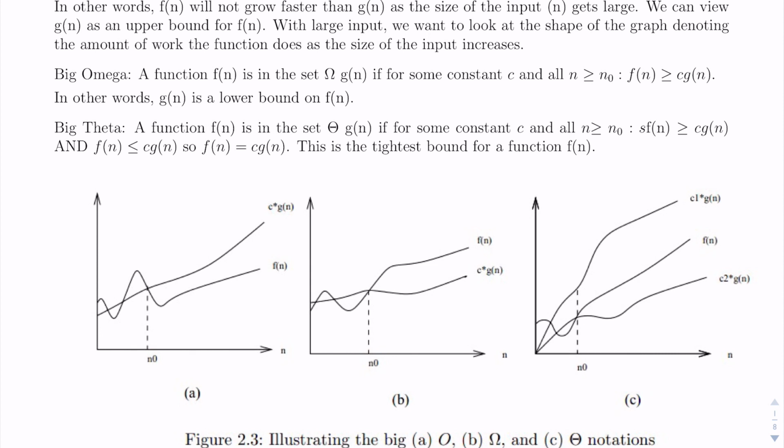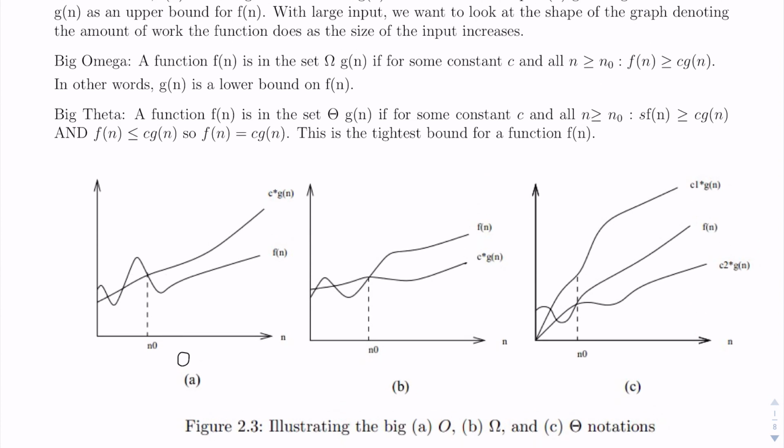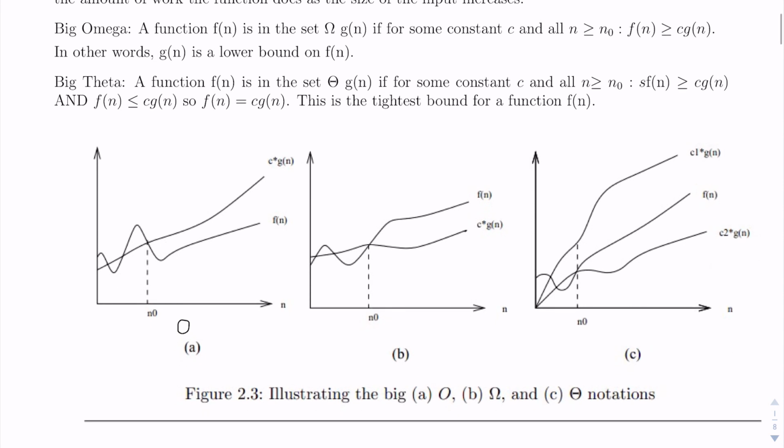Can I draw on here? So this is our big O. So we see that the f of n is upper bounded by the constant multiplied by g of n, so it is within that set. Similarly, for big omega, we can view that as a lower bound. So same goes for the constant c and all n greater than n naught. We know that our function will be greater than or equal to our constant multiplied by g of n.